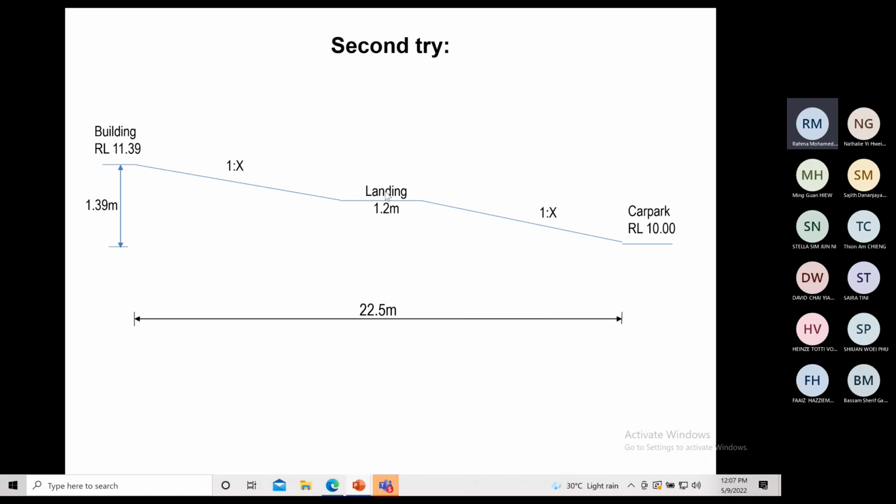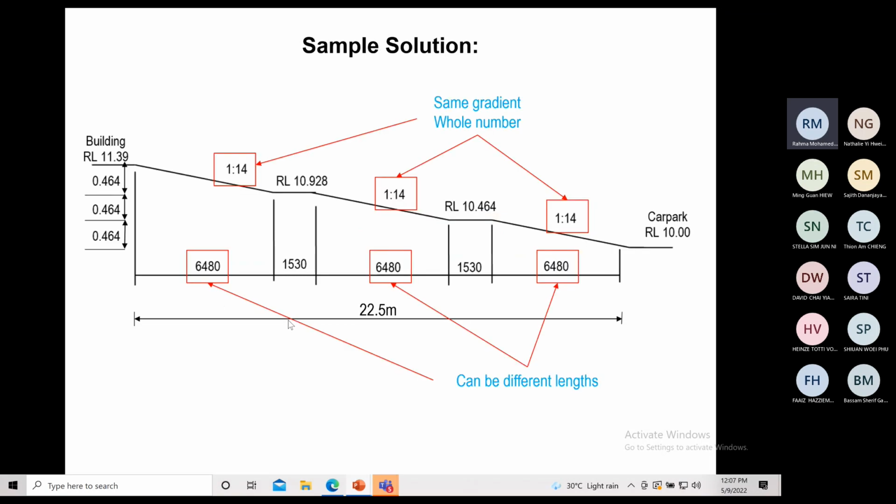So if you provide one landing and you still try and it does not fulfill this requirement, you do not get the same horizontal distance or the vertical distance, then you have to go to the third trial. The third trial, you provide another landing. So now you'll have two landings. First you divide your vertical distance into 3 portions. You just take 1.39, divide by 3, you get 0.46, so you get 3 portions.